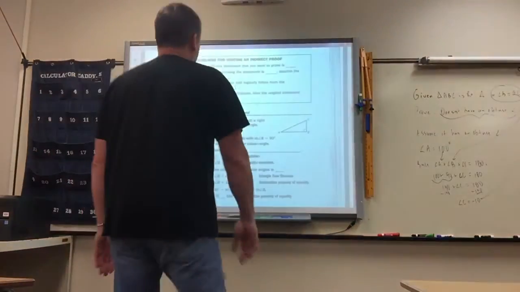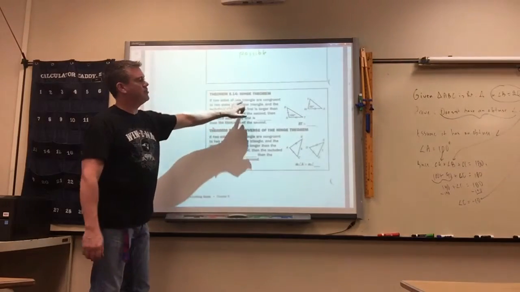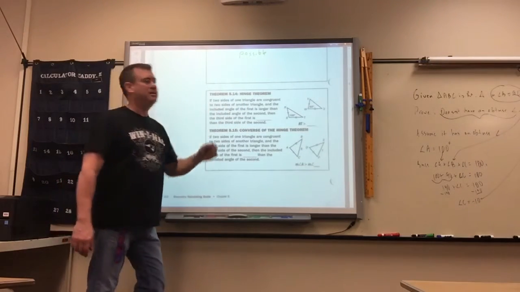So, an indirect proof just means assume the opposite, show it's not true. Now, today's assignment doesn't have any indirect proofs in it. It deals with this hinge theorem, which is just like the stuff from yesterday.